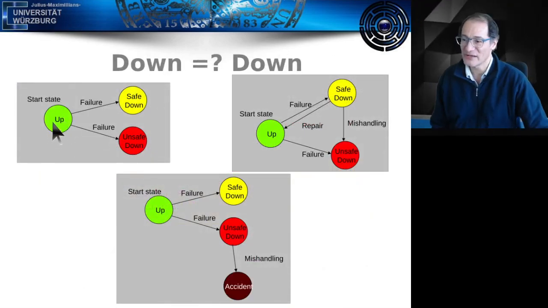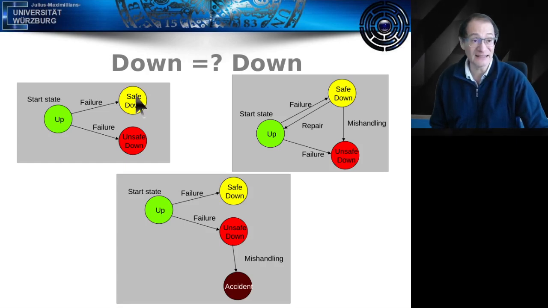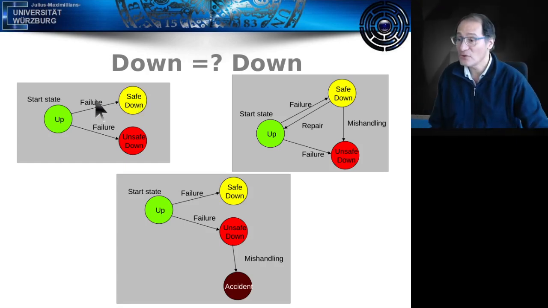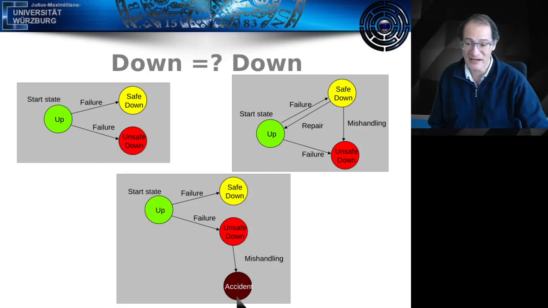The system is working properly, and then we have a failure. We can go in a safe state, and then everything is okay. Or we can have another failure, and then we can go in an unsafe state. And from this unsafe state, we can have an accident. So this is the terrible situation.